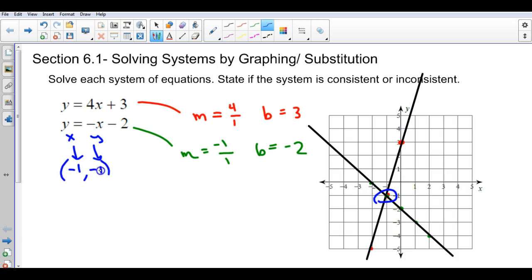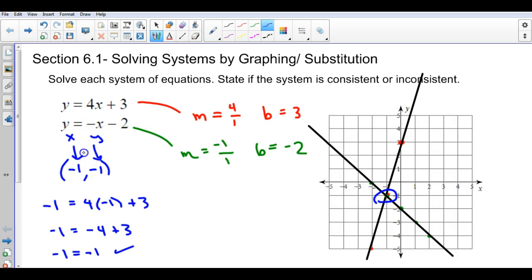What I'm going to do is take the left side of the equation and put the negative 1 there, and that equals 4 times the x value, which is negative 1, plus 3. So if I want to check this, just do a little algebra, and you end up with negative 1 equals negative 4 plus 3, which is negative 1. So what that tells you is that this point is on this top line.